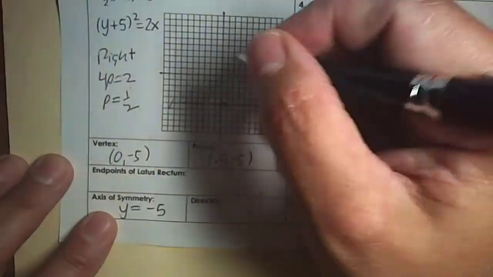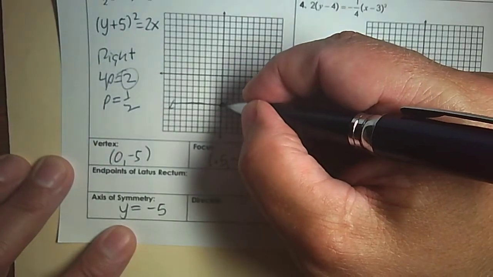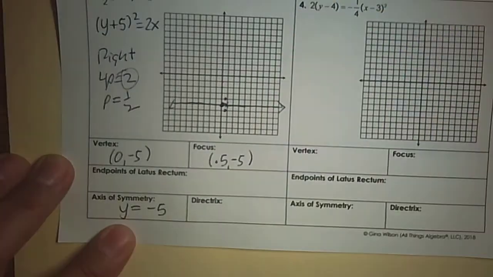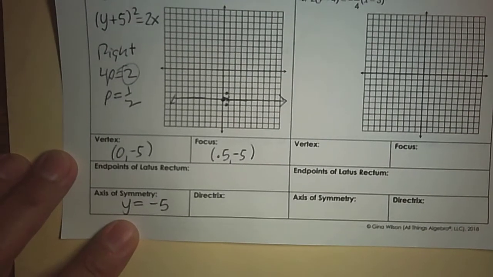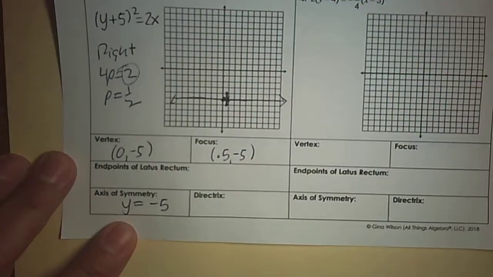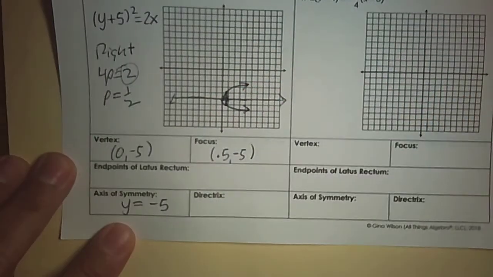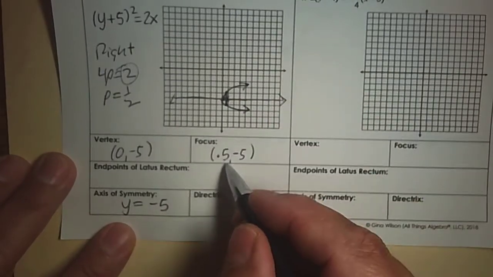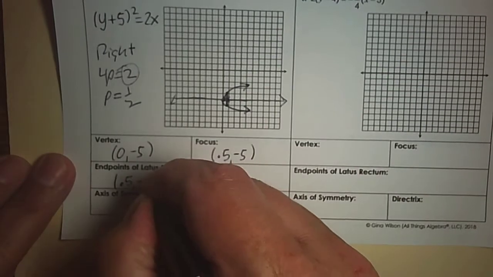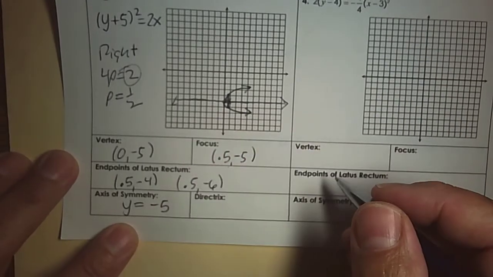Then I'm going to count. Now it goes two in total. So 1 up and 1 down. So from the focus, 1 up and 1 down, and it's at 1/2 there. So there they are, 1 up and 1 down. And then when you connect them, that's through the focus. That's the latus rectum. So that's the direction it's going to fold through those points. The endpoints there from the focus, I went 1 up and 1 down. So (0.5, -4) and (0.5, -6). 1 up and 1 down, and it's done.